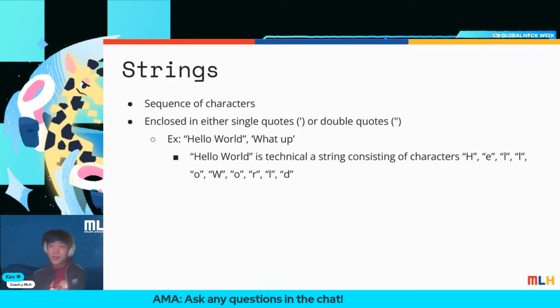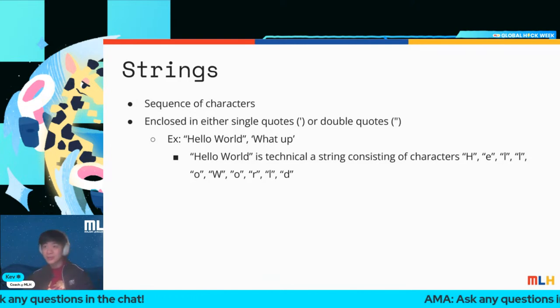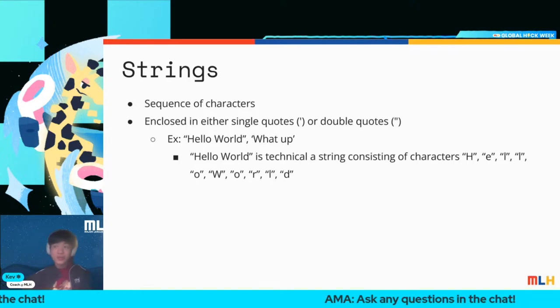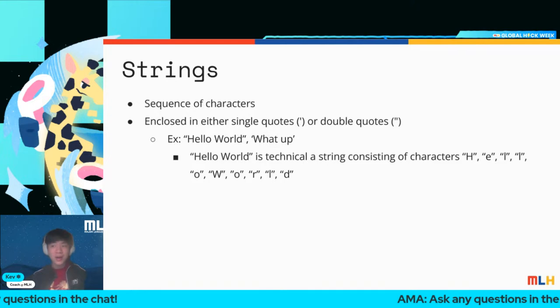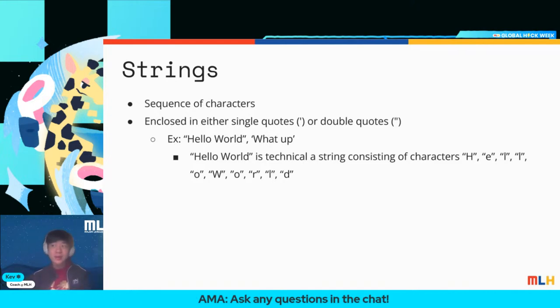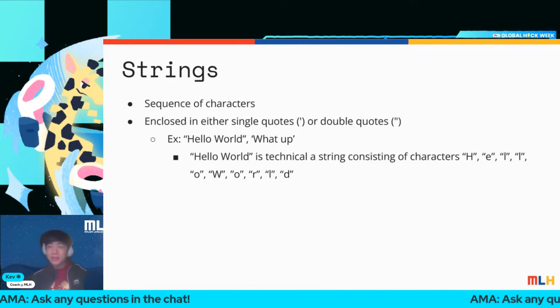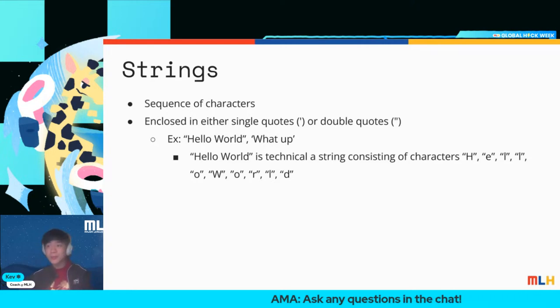Hello world is technically a string consisting of characters, right? Because we talked about how strings are just a sequence of characters. So it's technically a string that has H by itself as a character, E by itself as a character, L, L, O, W, O, R, L, D, each as an individual character that makes up the entire string. Characters are a type of data type, but not in Python. In Python, we generally just work with strings, and if you want to represent each individual character, they will still be represented as a string version of those characters.